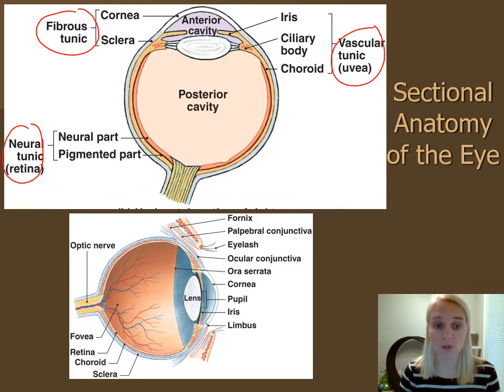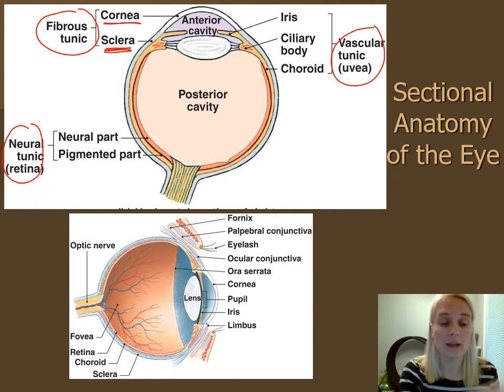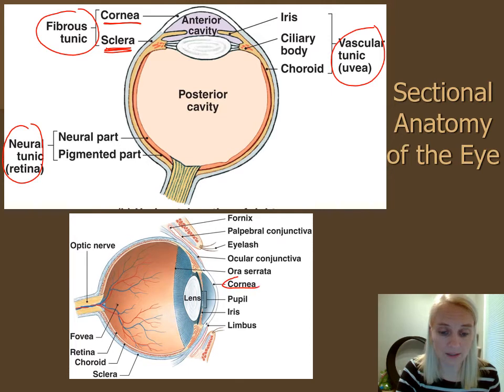So of the fibrous tunic, the outermost layer, the bulk of it is made up of the white of your eye, right? The white of your eye, this is what we call the sclera. And then the cornea is the clear covering. This guy right here, we can see that down here in the side view that sticks out, and that's actually what you see through. Okay? So those two components make up the fibrous tunic.